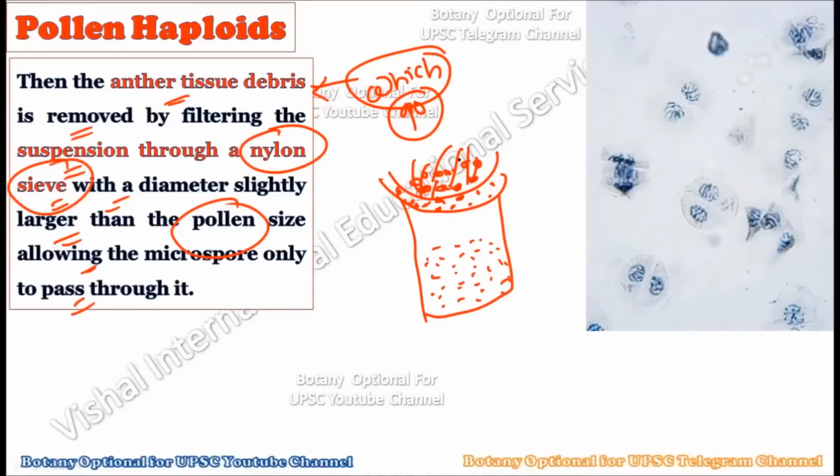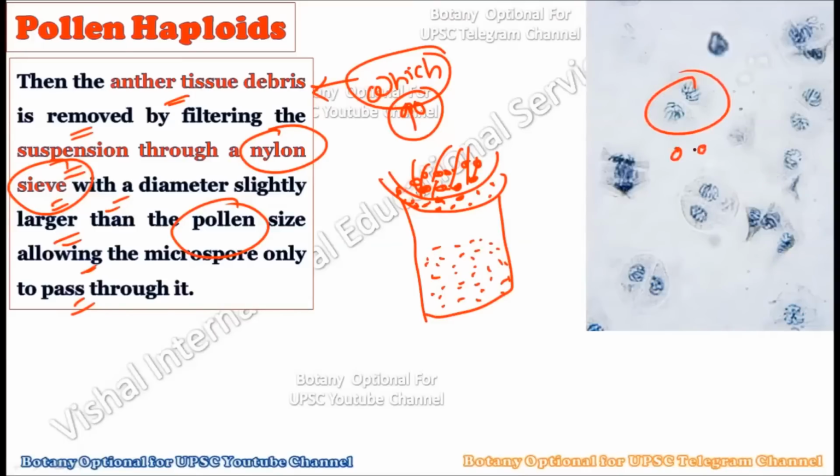because during the pollen culture, the anther tissue debris will also go inside the beaker. So that is why the filtration process using the nylon sieve becomes very important, because the debris will later interfere in the tissue culture laboratories. Okay, because this process is going to create a whole new plant, and extra material should not be there. Okay, only the pure pollen grain should be there, as you can see in this particular picture.